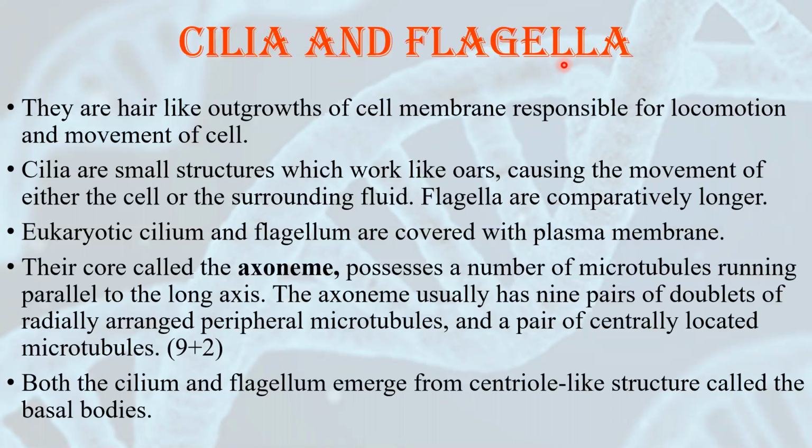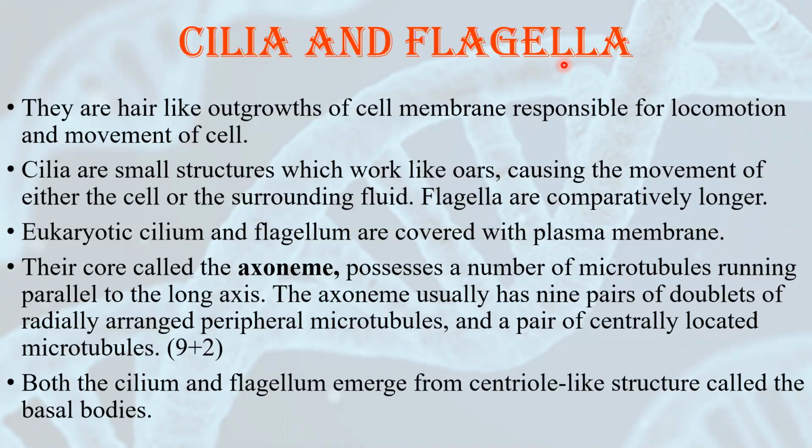Cilia are small structures which work like oars, causing the movement of either the cell or the surrounding fluid. In paramecium, what happens? Suppose a food particle is present in the surrounding water. We all know that paramecium has cilia all over its body surface. So what will the cilia do? They will start movement, and because of that movement, the water current will change. That means it will work like an oar over here. Because the water current is changed, the food particle will flow along with the water and come near the paramecium so that paramecium can consume it.